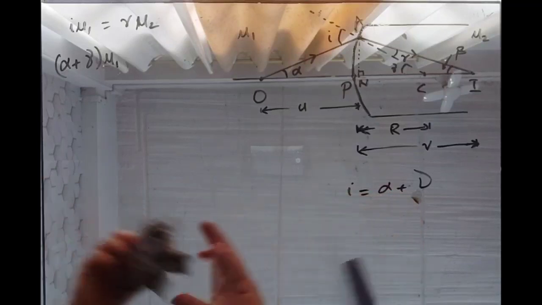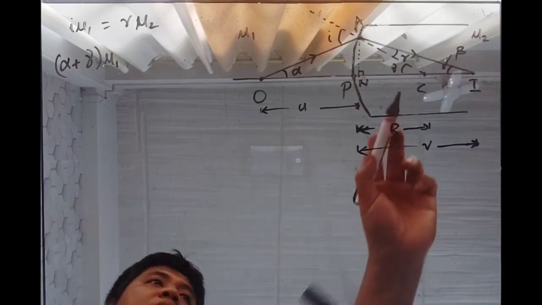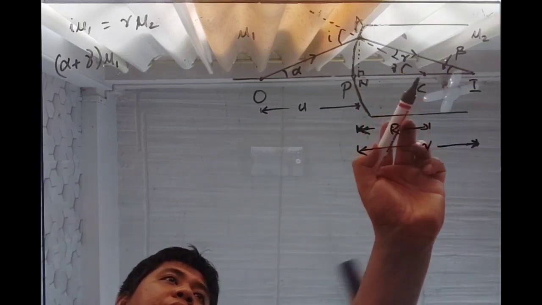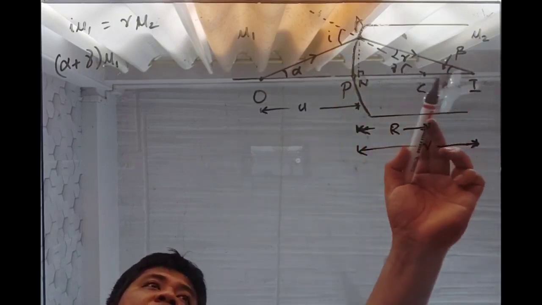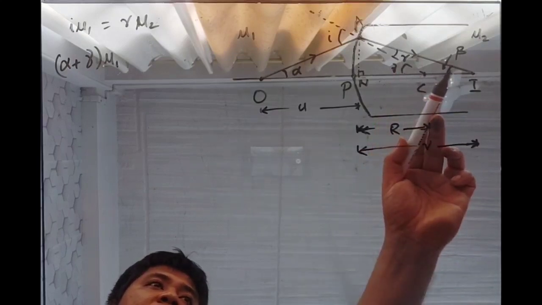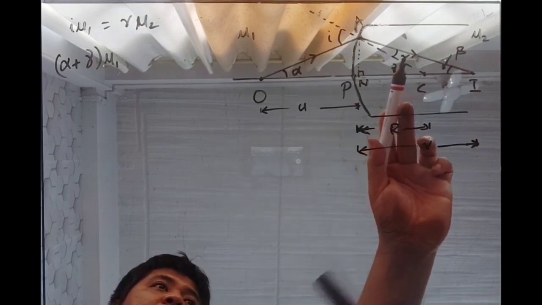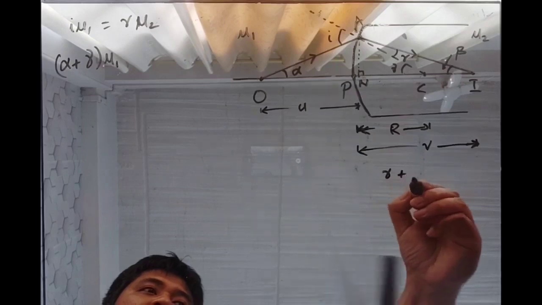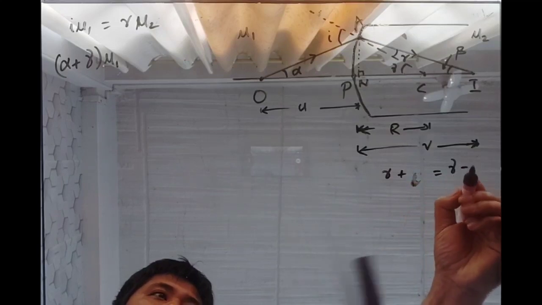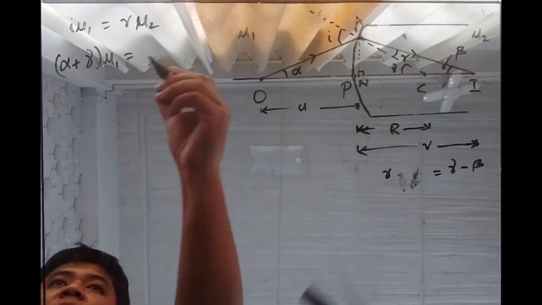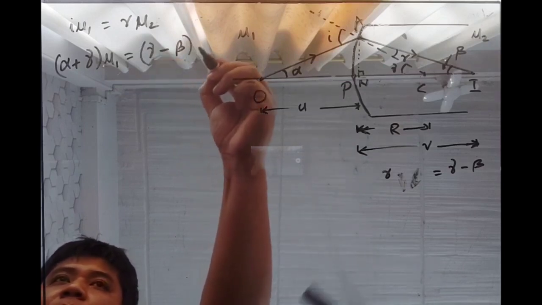Then R, what is R? How will you calculate it in terms of alpha, beta, gamma? If you look at this triangle ACI, R and beta are the interior angles, and gamma is the exterior angle. So R plus beta is gamma. Then R will be gamma minus beta. So R is gamma minus beta, into mu2.